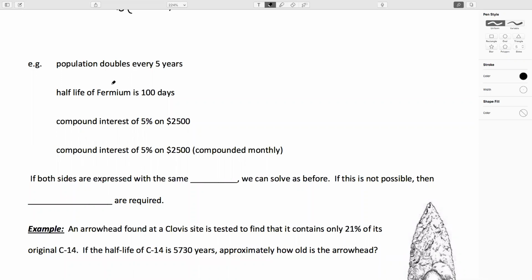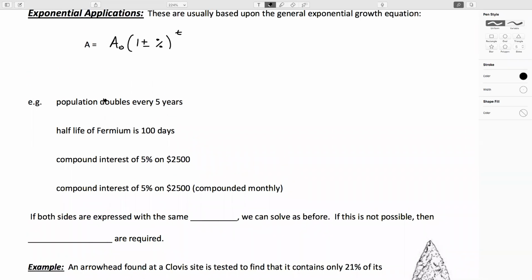So for example, population doubling every 5 years. In this case, your change in percentage is going to be 100% because you're increasing by 100% or 1. So population doubles, you could write that formula P equals P naught times 2 to the power t. And you could also divide by 5, and then time is going to be a number of years. If you didn't divide by 5, t would just be however many periods of doubling.